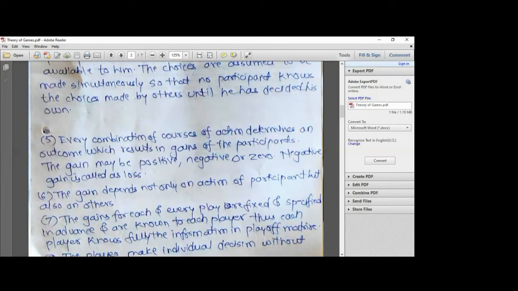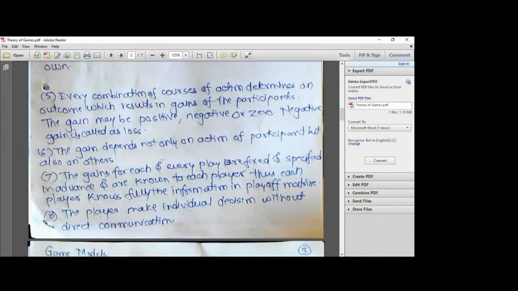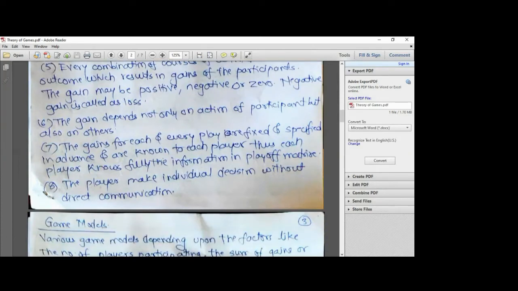So now the gain depends not only on the action of the participant but also on the others' actions, right? It is not only my own action, but what actions the others are taking, on which it depends whether I will have a profit or a loss, or whether my total tally remains zero. The gains for each and every play are fixed and specified in advance and are known to each player. Thus, the player knows fully the information of the payoff matrix. So here, the payoff matrix is given.